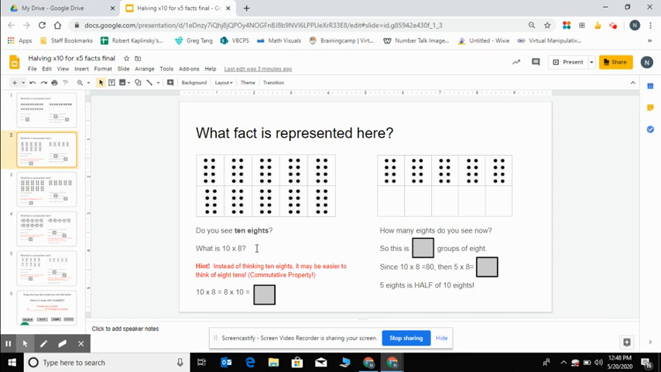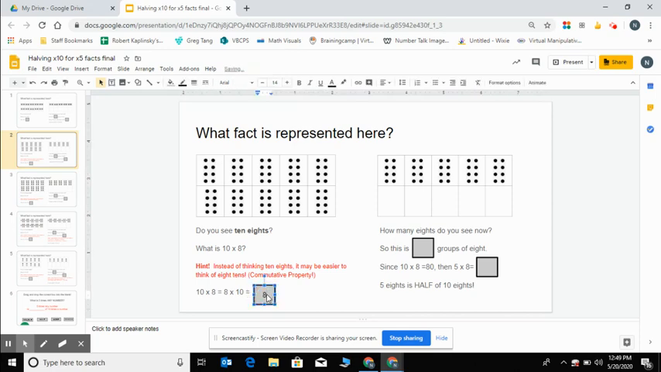What is 10 eights? Now, if I sat here and tried to add up all these eights, that could take me a long time. But remember, when I'm thinking of 10 eights, I know that the product of 10 times 8 is going to be the same as the product of 8 times 10. So it's easier for me to think of 8 tens than 10 eights. And 8 tens is 80. 10 times 8 is the same as 8 times 10, and that's the same as 80. So I'm going to type in 80 here.